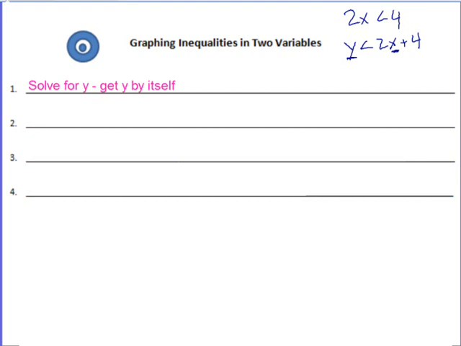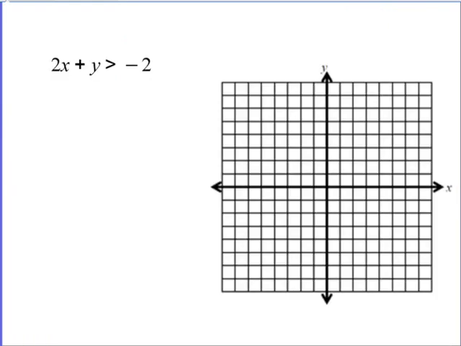Step 1 is going to be to solve for y, or get y by itself. Just like we did with solving equations, I can't graph this until I get y by itself, until I get it into slope-intercept form. The only difference this time is, instead of an equal sign, instead of y equals mx plus b, I'm going to have y and then some inequality. So y is less than mx plus b, or y is greater than mx plus b.